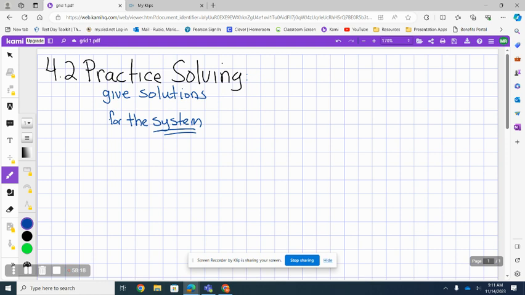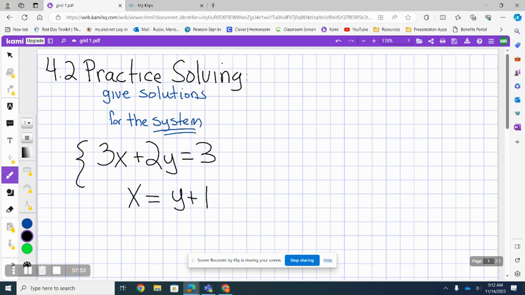So when we say give solutions for the system, what are the two equations? Is it like this? Yeah, so that's a bracket, a curly bracket, and then what's the equation, the first one? It's 3x plus 2y equals 3. That's the first one, and what's the second one? x equals y plus 1. Second equation.